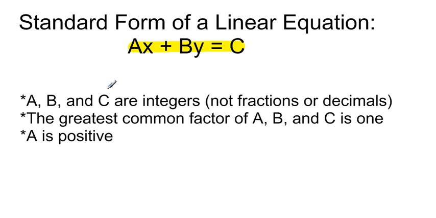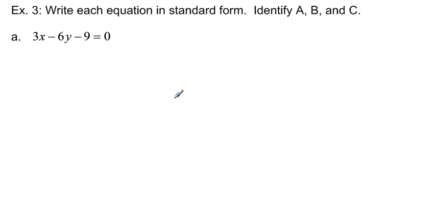A, b, and c have to be integers, meaning that they're not fractions or decimals. The greatest common factor of a, b, and c is 1. And a, the first number, has to be positive. The coefficient of x has to be positive. So let's try rewriting these equations in standard form and then identifying a, b, and c.